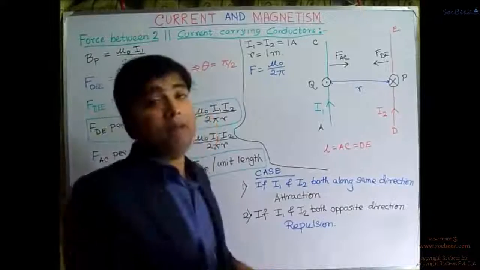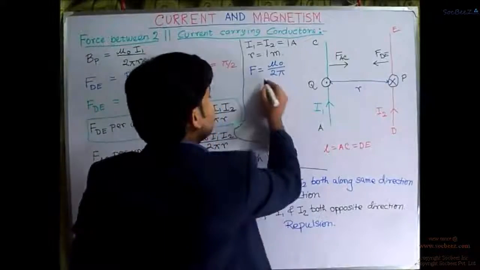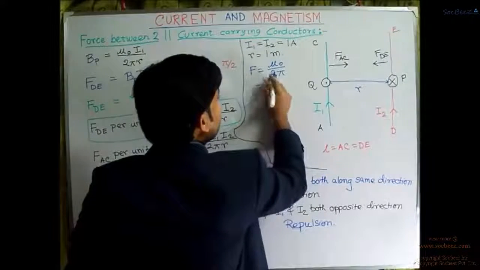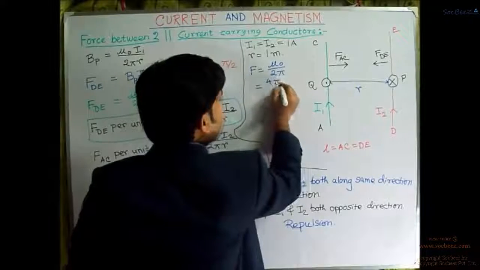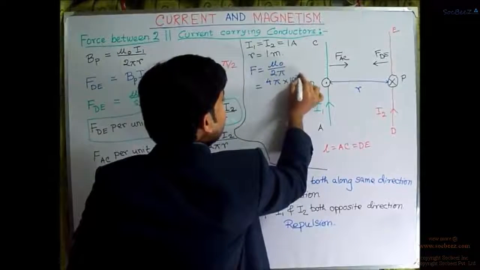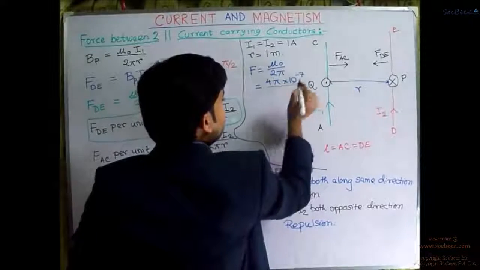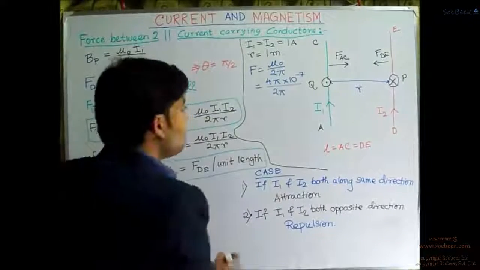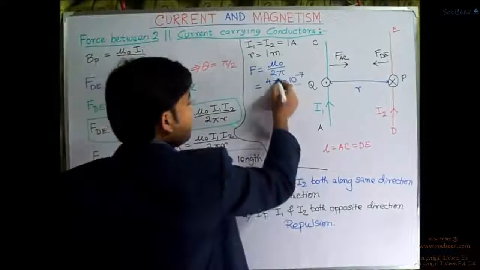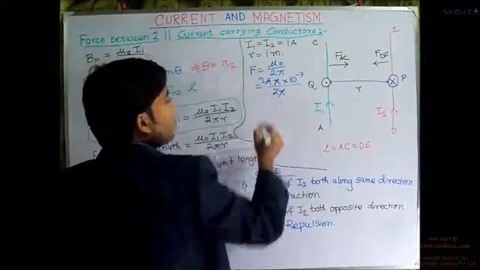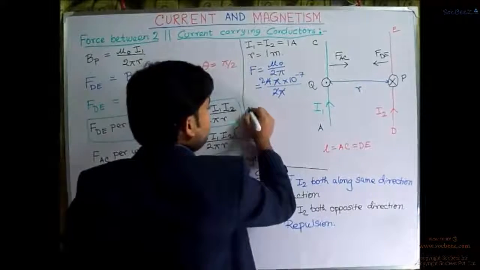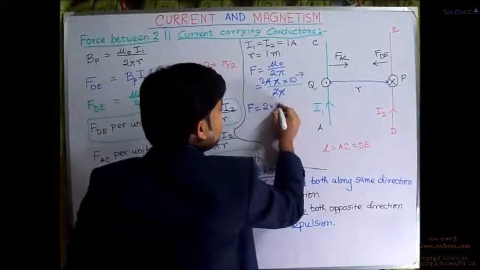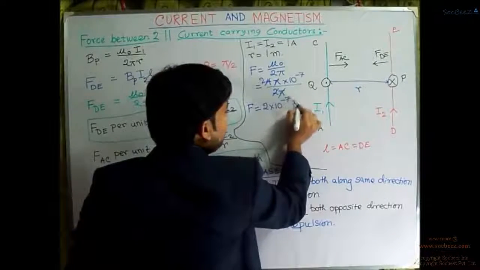And what we know, the permeability of free space, simply, this will be equal to 4 pi multiplied by 10 to the power minus 7 divided by 2 pi, right? So if we cancel out this pi with this pi and 2 with this 4, the left out is only 2 on the numerator side, we shall find that F is equal to 2 multiplied by 10 to the power minus 7 newton.